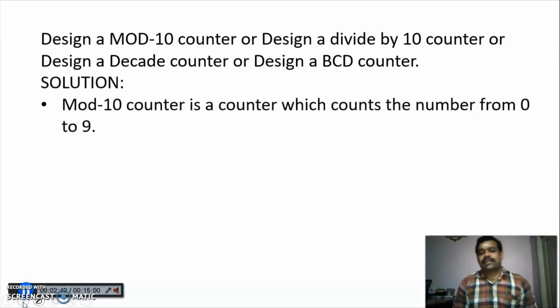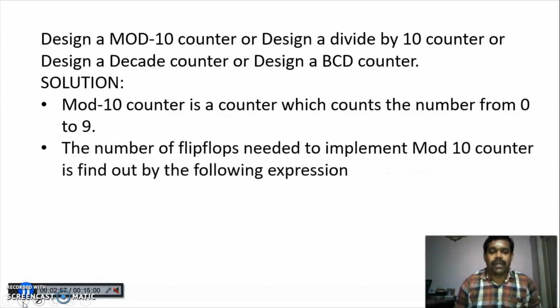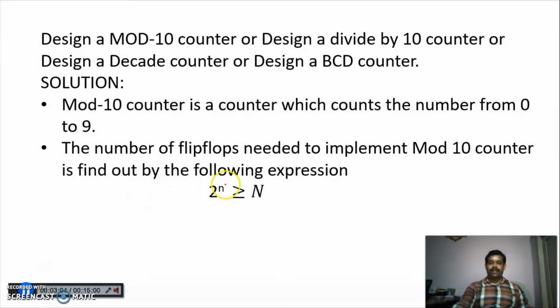A mod 10 counter is a counter which counts the clocks from 0 to 9. The number of flip-flops needed to implement a mod 10 counter is found by the following expression: 2 to the power n is greater than or equal to N, where N is nothing but 10. So we have to substitute the value of n. When you put n equal to 3, you get 8. 8 is not greater than 10. So we put n equal to 4.